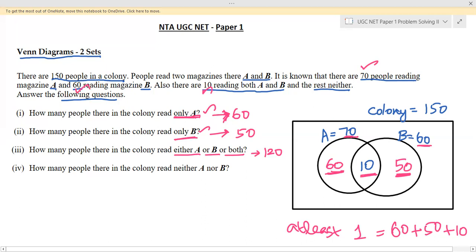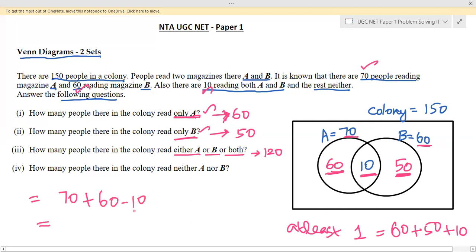How? So 70 plus 60 we have to do. So 70 plus 60 would give you 130, but that is not the answer. Why? Because from that 130, I'll have to subtract this 10 once. So let me show here. So 70 plus 60 minus 10 would give you the answer.